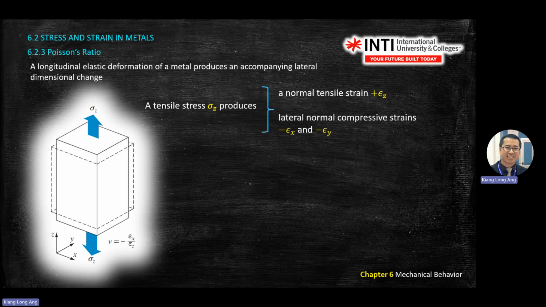Now how to get the strain again? You take the changes: the final length minus the initial length, divided by the initial length. Final minus initial. Right?